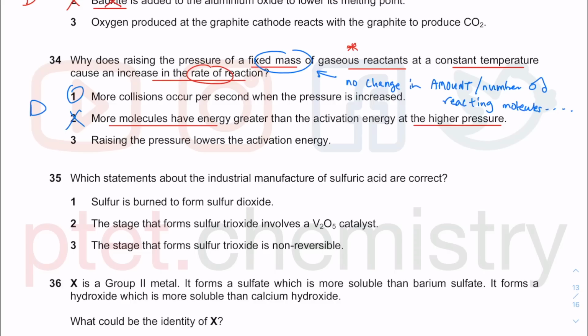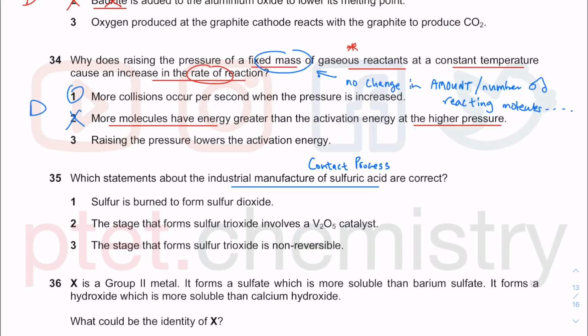Question 35: which statements are about the industrial manufacture of sulfuric acid? That is part of the contact process. That is one of your case studies from your O-level, GCSE level, or IGCSE level days, when you're doing the simpler kind of chemistry at 14 to 16 years old.